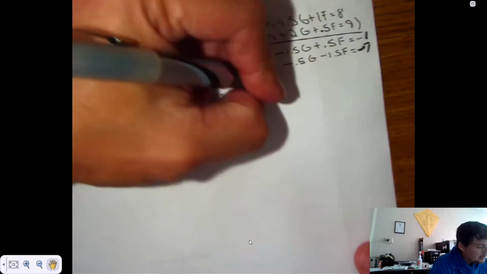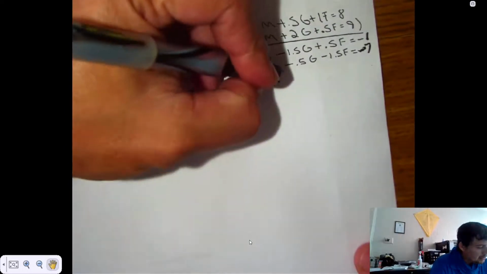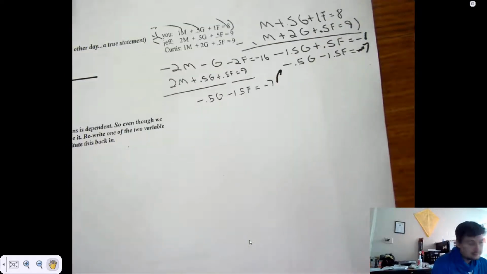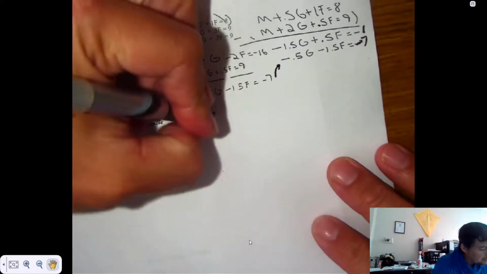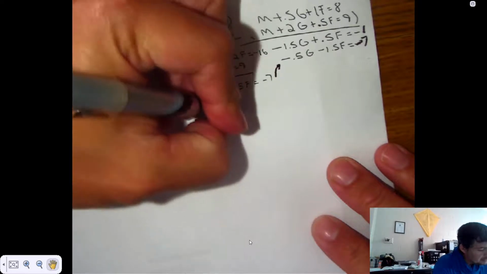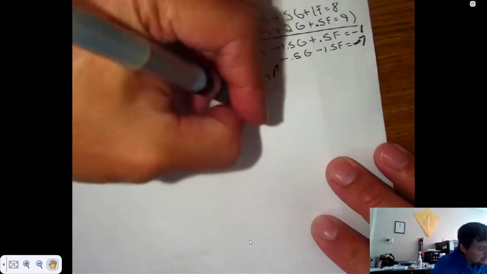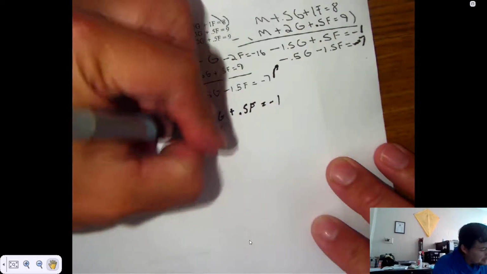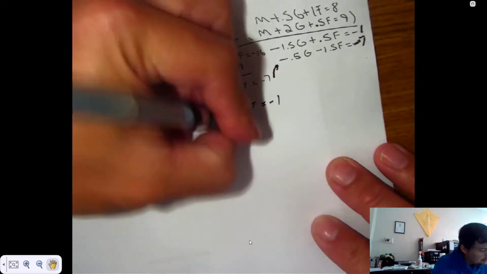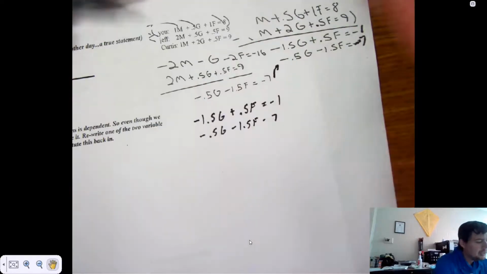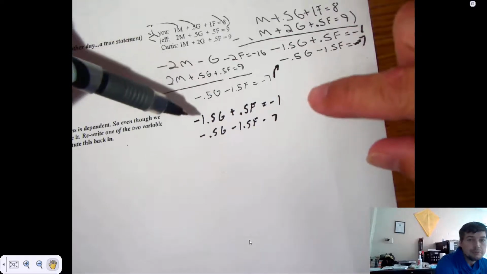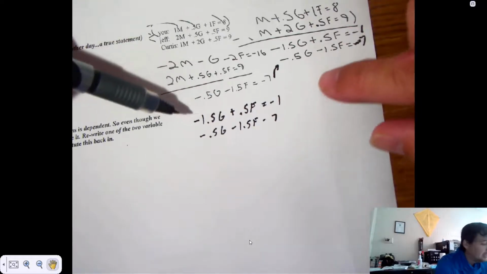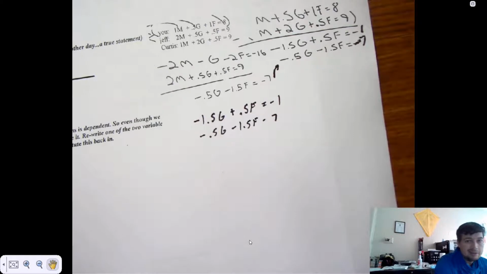So what I did yesterday, the last thing I did was I kind of put that one right there to line things up. And I'm going to rewrite that just so it's not all bundled up. I'm not at the board anymore, so I have lots more free space to do things. So -1.5g plus a half of f is a -1, and -half of g minus 1.5f is a -7. So yesterday we attacked m's. We eliminated m twice. We got down to equations with just g and f. And now we're going to eliminate something.